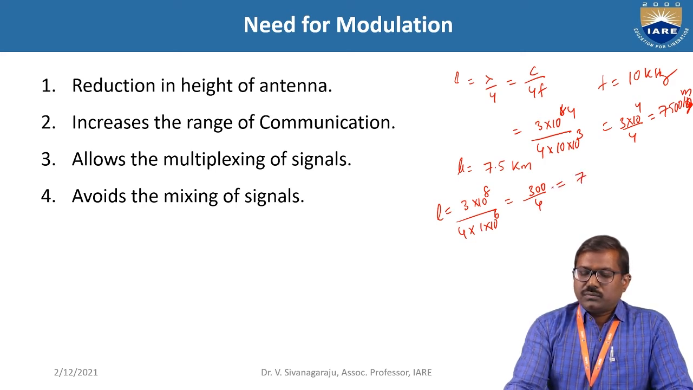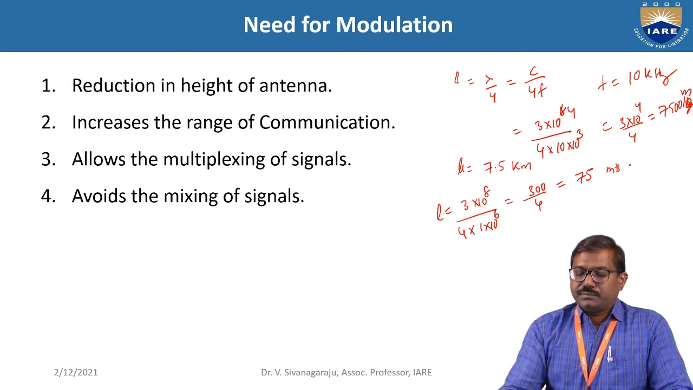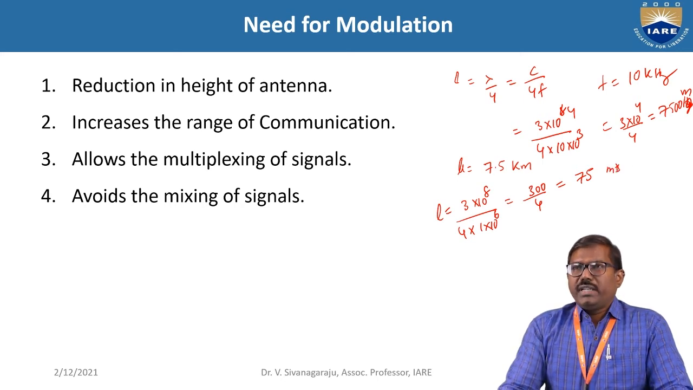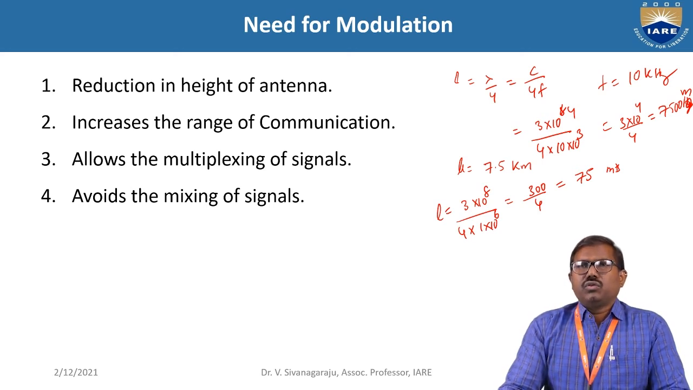So we get 75 meters. Now it is reduced from kilometers to meters. So if you use modulation, you get a reduction in the height of the antenna. And the second one is it increases the range of communication. Already discussed.